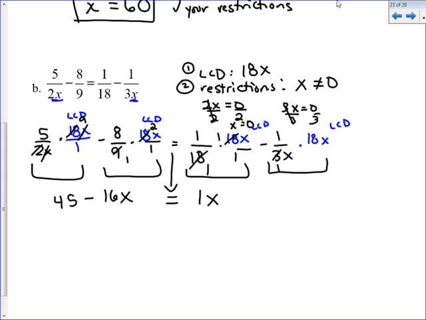And now this is still 3x. I didn't change this. But I have 1 over 3x times 18x. What can I cancel? 3x and 18x. So 3 into 3 once, 3 into 18 6 times. And then the reason we needed that x, so I can cancel that denominator out. So I have negative 1 times 6, negative 6. So this is our equation.